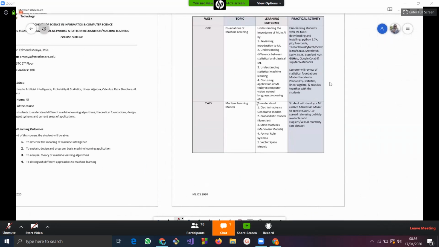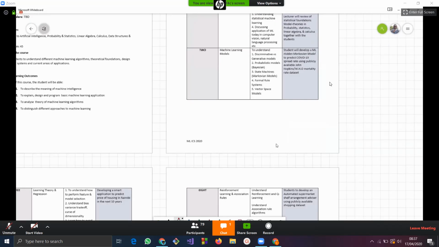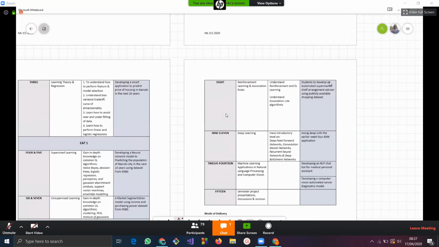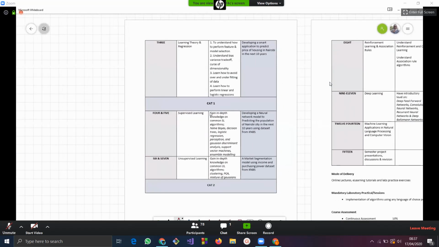Now here we'll be exploring a group of models. Some models are probabilistic, they use a lot of probability. Some are state machines. Some are just rule systems, etc. Some are vector models, and I'll be talking about all this as we go on and on. And from there, we'll do our cut. I'll talk about this also.